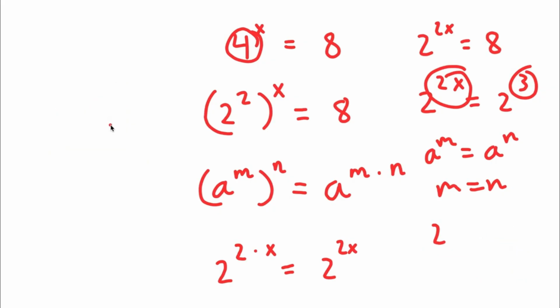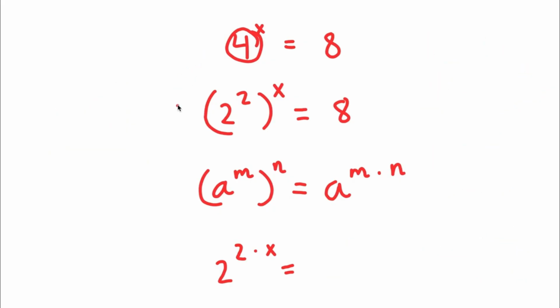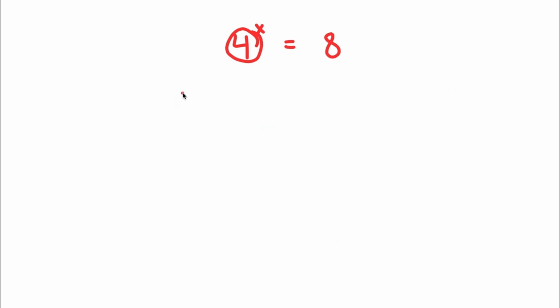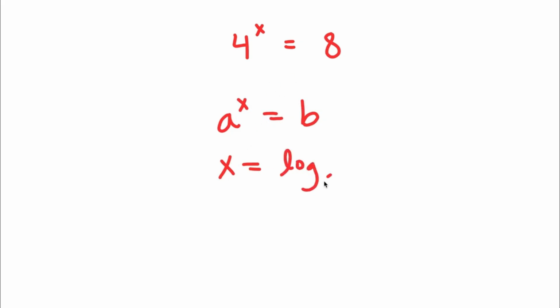Now I actually have a second method of solving this problem. So again, I have 4 to the power of x equals 8. And now I'm actually going to use the fact that if I have something in the form a to the power of x is equal to b, then x here is actually equal to log base a of b. And I can actually go ahead and prove this as well.